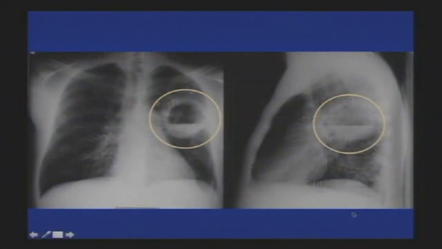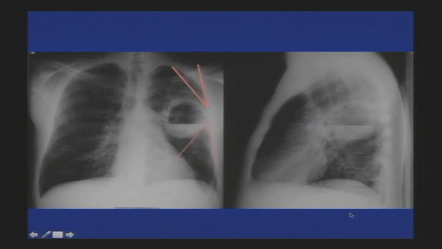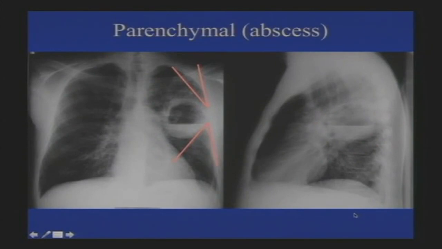Spherical, looks pretty well defined all the way around. Acute angles where it touches the pleura, very typical parenchymal lung lesion. This is a lung abscess. You absolutely do not want to drain this. You want to treat this with antibiotics, because if you drain this, what happens? You get empyemas, and then you get bronchopleural fistulas, and bad things happen, okay?